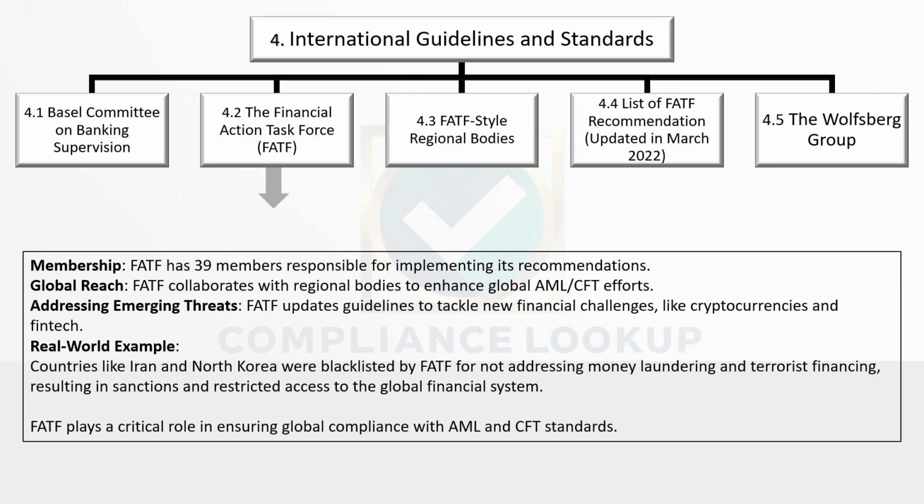Real world example: a significant FATF impact occurred when countries like Iran and North Korea were placed on the blacklist due to inadequate measures to combat money laundering and terrorist financing. This led to international sanctions limiting these countries' access to the global financial system. FATF's influence in enforcing compliance has made it a central authority in the fight against global financial crimes.